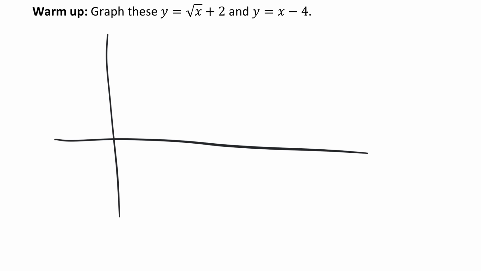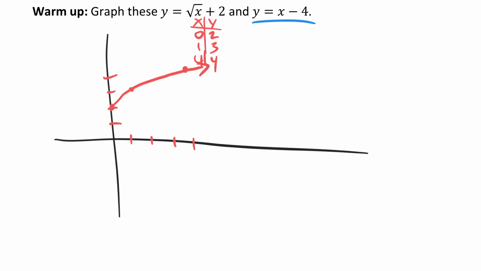Root x plus 2 is going to be a radical shape. We could make a little table here if we wanted. So x and y. You can pick some nice values, so you could plug in 0. Square root of 0 is 0 plus 2, so 2. Square root of 1 is 1 plus 2 is 3. And 4, that will give you square root of 4 is 2 plus 2 is 4. Okay, so 1, 2, 3, 4. 1, 2, 3, 4. 0, 2. 1 and 3. 4 and 4. So there we have our nice radical shape.